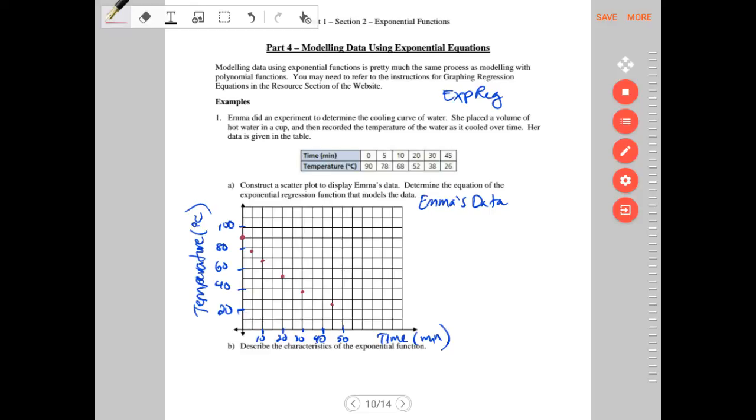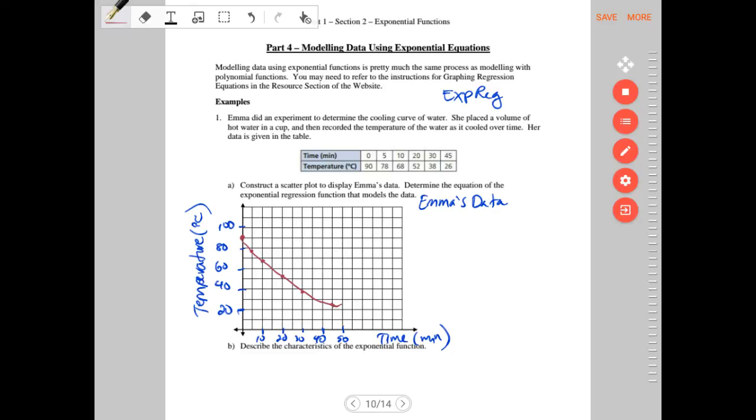Okay, notice the nice curving nature here. And we can connect these dots. Okay, because time, you can have like parts of time and you can have parts of temperature. So the domain here is real and so is the range.